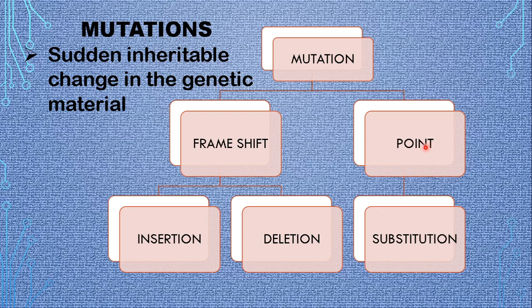The other type is frame shift mutation. In this case, what happens? One or more base pairs may be added to the already existing base pairs, or they may be deleted from the already existing ones. This results in a total shift of the triplet codons. There will be a shift, which we call a frame shift. We will be discussing both these types in detail.